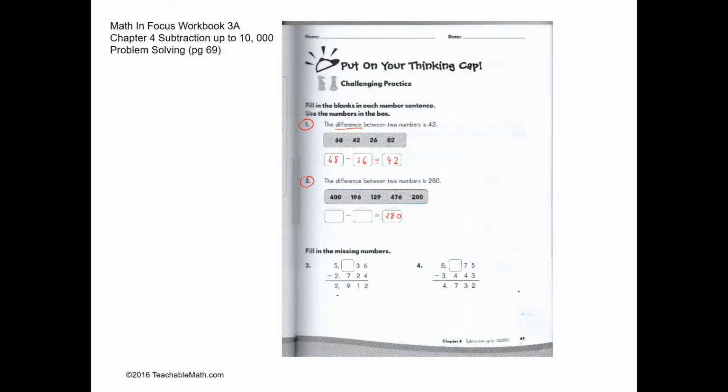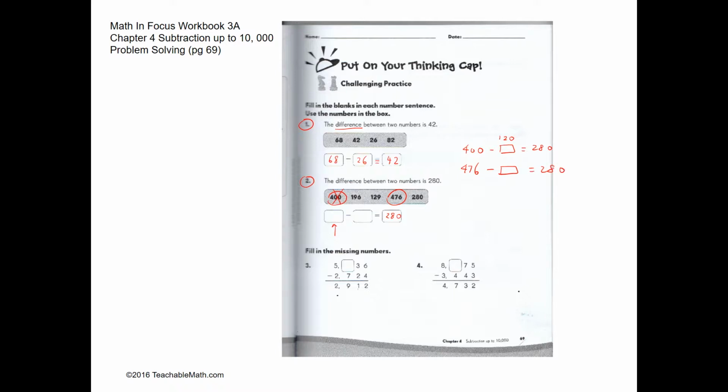So we know that 400 can be the answer because if you take 400 minus a number to give you 280, from your mental math, you would know that this number is 120. So there's no 120 here. So 400 can be the answer. We know that the first number has to be 476 because you need a bigger number to subtract to get 280. So what number must it subtract to give you 280?